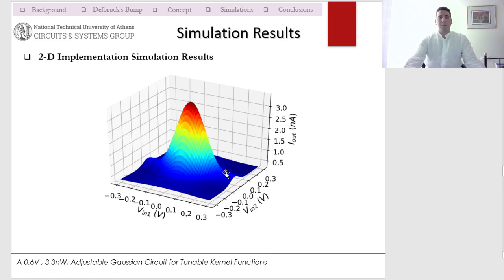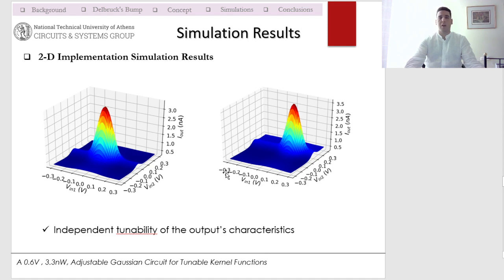We can implement multivariate kernels. Such kernel architectures can be realized with two or more bump circuits connected in a cascade fashion. Only the first bump is biased with the current I bias, while the output current of each bump cell is used as the bias current of the next bump cell. Each one has its own parameters and input voltages, of course. The 2D implementation confirmed the desired scalability of the proposed circuit.